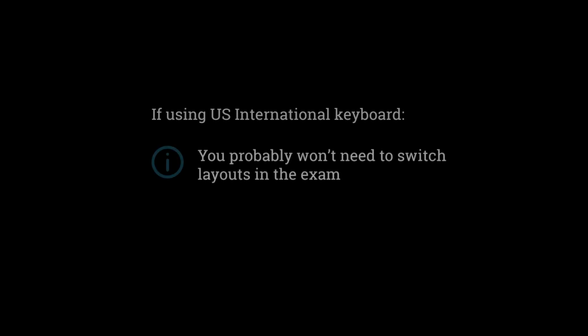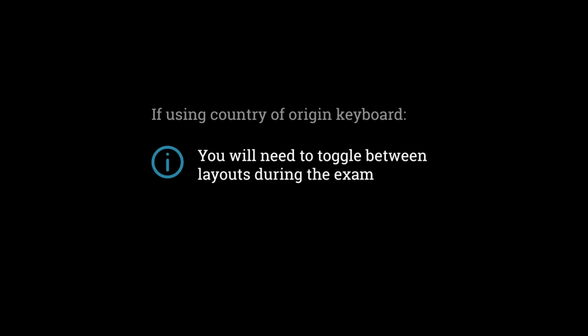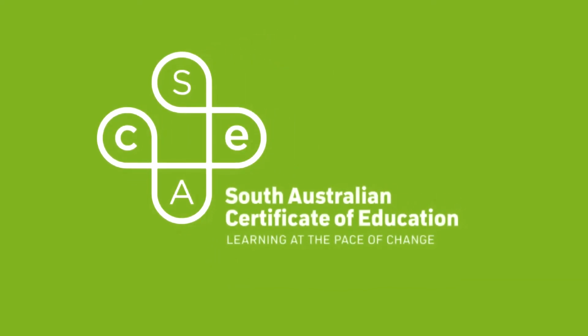If you're using the US International keyboard, you probably won't need to switch between this and the default US keyboard, but you will need to become familiar with key combinations to type special characters. If you choose to use a country of origin keyboard, you will need to toggle between this and the default US keyboard to type in both English and your exam's language. For more information about using language keyboards, including reference tables for key combinations and a list of supported keyboard layouts, see our website.